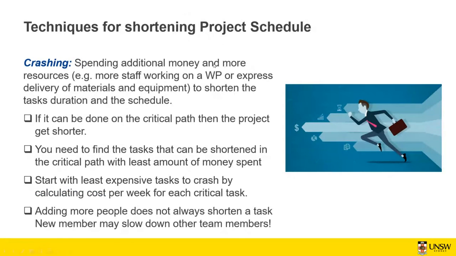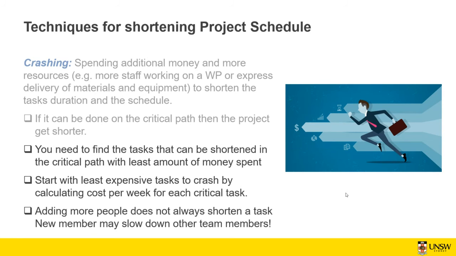The other common method is crashing. Crashing means spending additional money and more resources, for example, more staff working on a particular work element, in order to fast track delivery of that work and also shorten the task duration and the schedule. If it can be done in the critical path, then the project can get shorter. You need to find a task that can be shortened in the critical path with the least amount of money spent. So this is important. Which task are you going to crash?